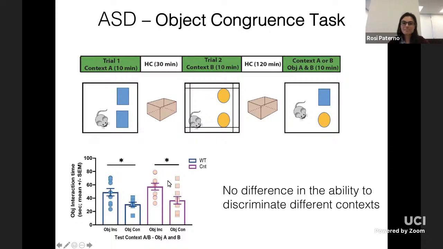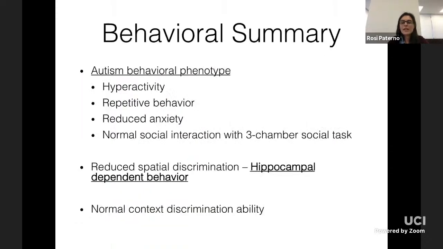So in summary, from the behavior standpoint, what we found is that the CNTNAP2 animals in our hands have most of the features of autism spectrum disorder, but also have a reduced spatial discrimination ability, which is a type of hippocampal dependent behavior, but have a normal context discrimination ability.